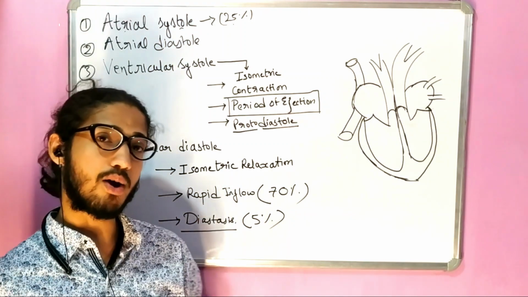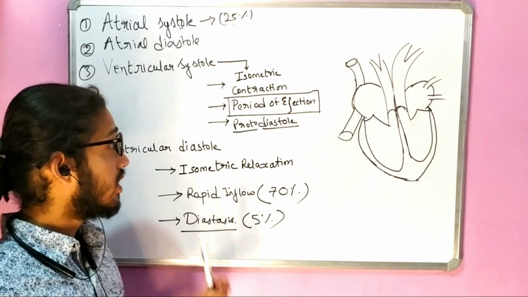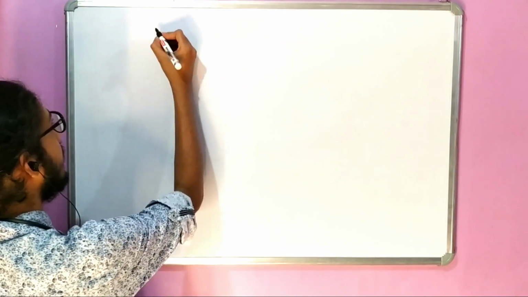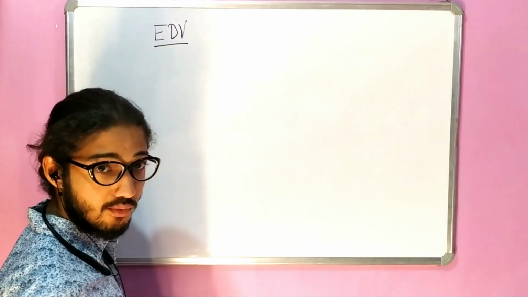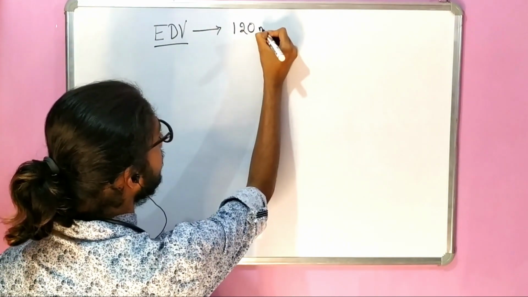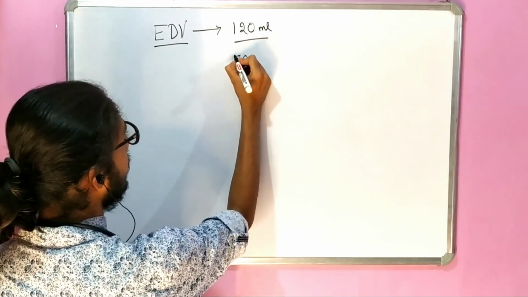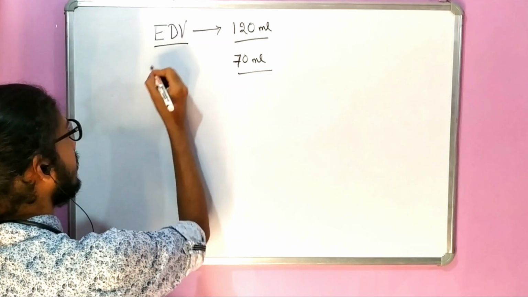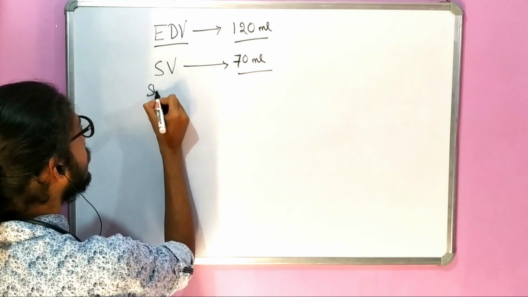Now we shall discuss something about the volumes related to the cardiac cycle and the cardiac output. Okay, let's talk something about the volumes. As I said, there is something called EDV, or end diastolic volume. So at the end of the diastole, there is 120 milliliters of blood filled in the ventricles, out of which 70 ml of the blood is ejected during the period of ejection, and it is called stroke volume. Okay, what do we call it? Stroke volume.